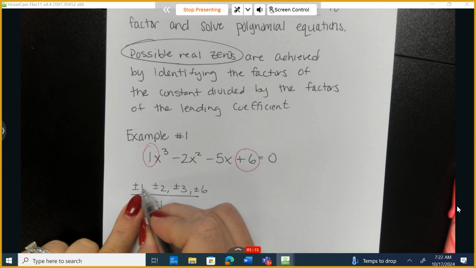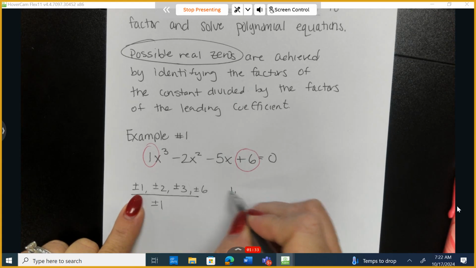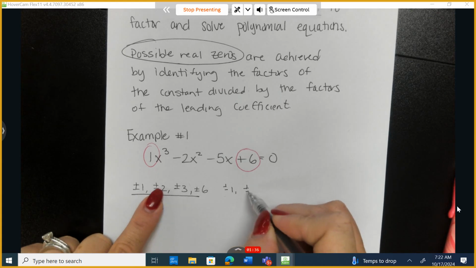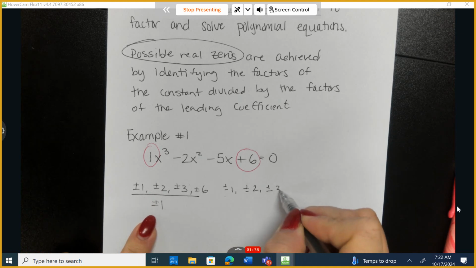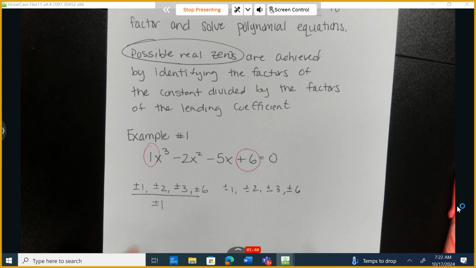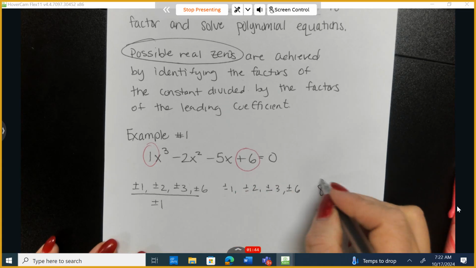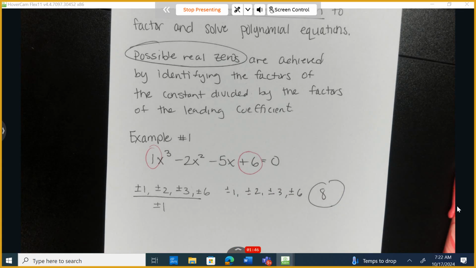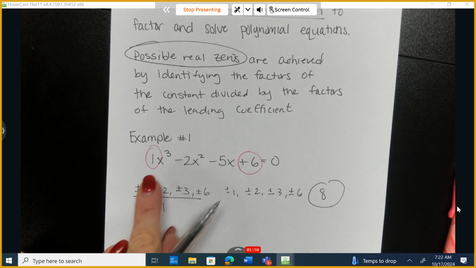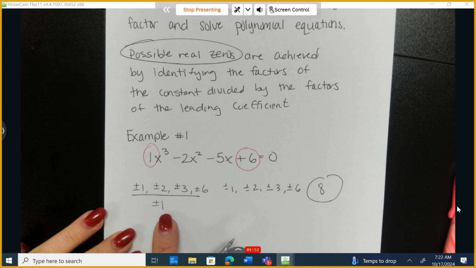So to achieve all the possible real solutions, we would divide 1 divided by 1. Well, that's 1, and it could be plus or minus. 2 divided by 1 is 2, 3 divided by 1 is 3, and 6 divided by 1 is 6. So there's 1, 2, 3, 4, 5, 6, 7, 8. There are 8 possible solutions. And now we're going to go ahead and test them. In today's lesson, everything will have a leading coefficient of 1, which makes it really easy.